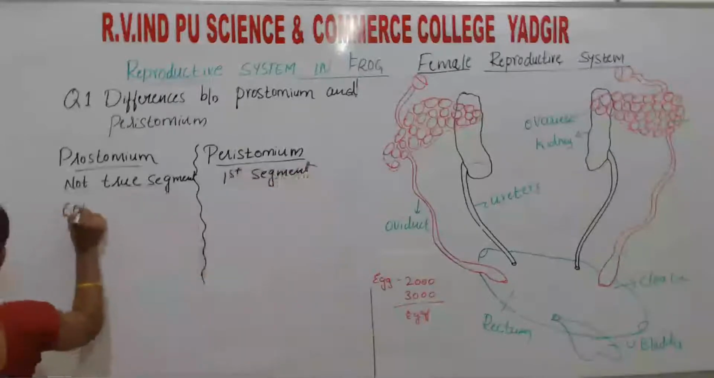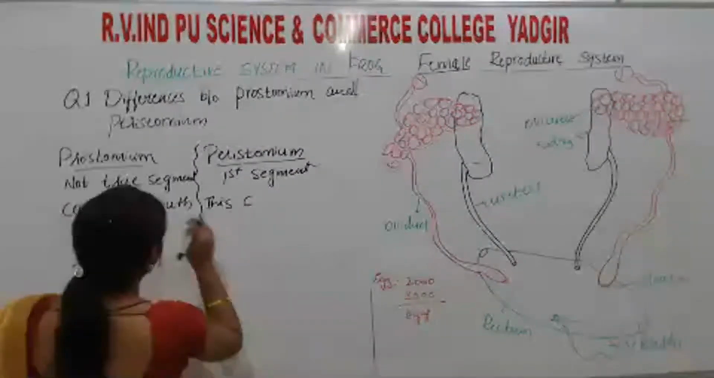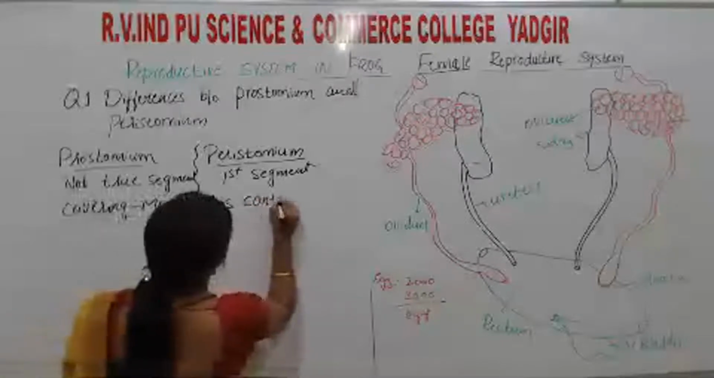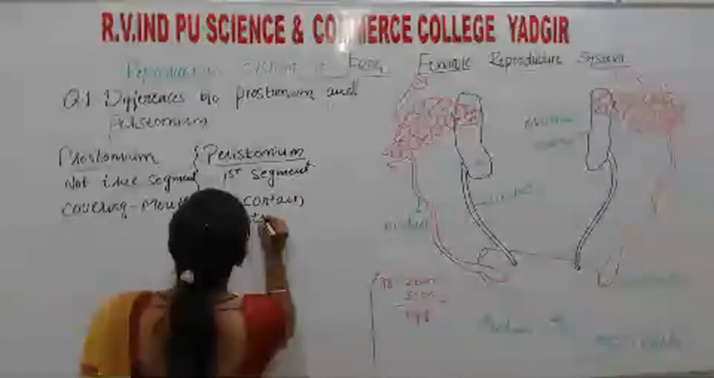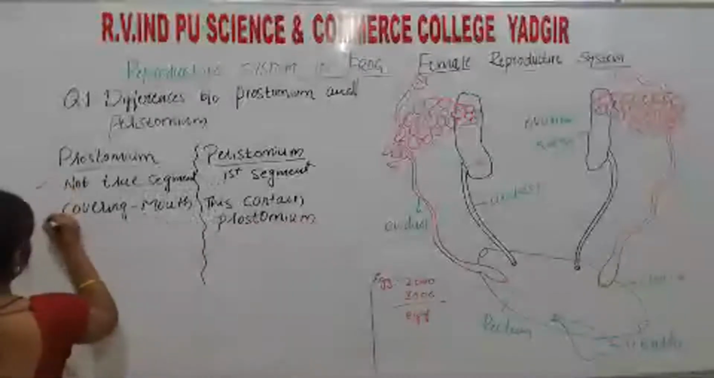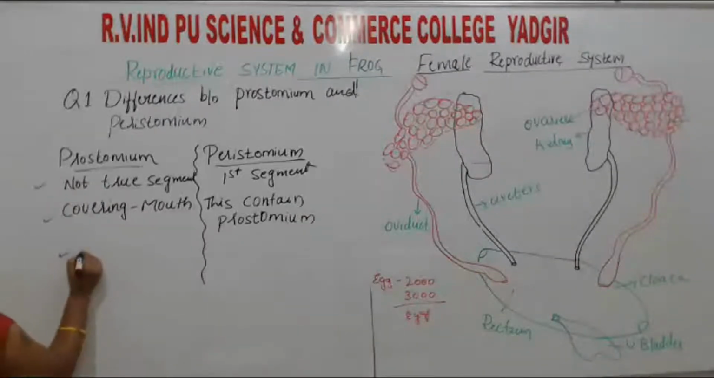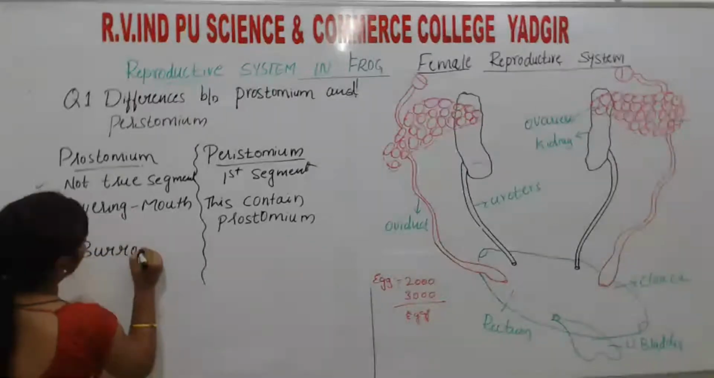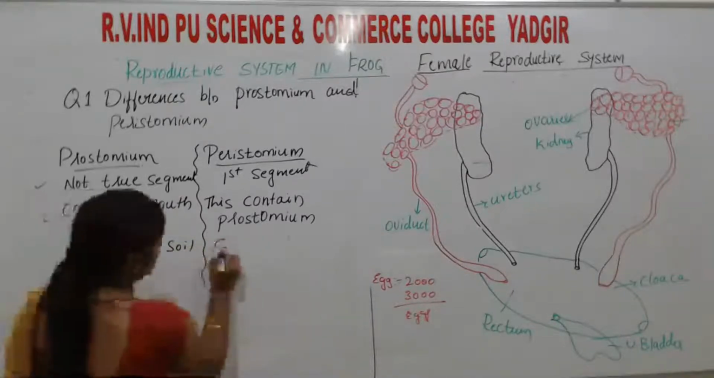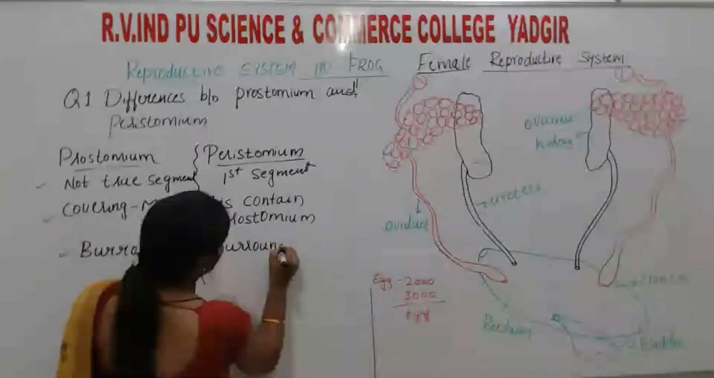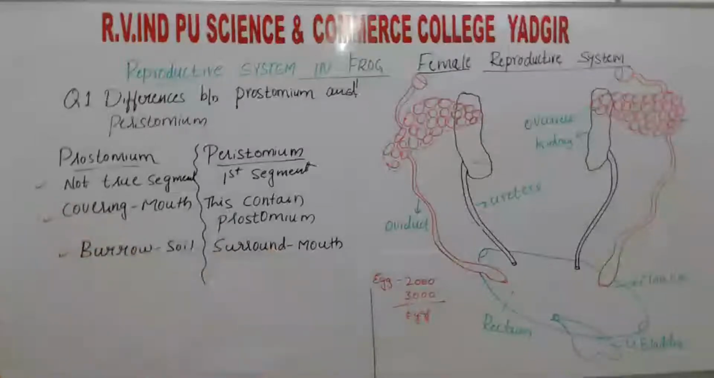Then covering of the mouth. The prostomium acts as a covering of the mouth, attached to the peristomium. This is another difference. One more difference you can write here: prostomium helps to burrow the soil, but the peristomium surrounds the mouth opening. Okay, this is one question.